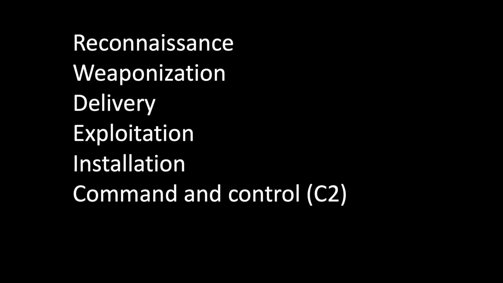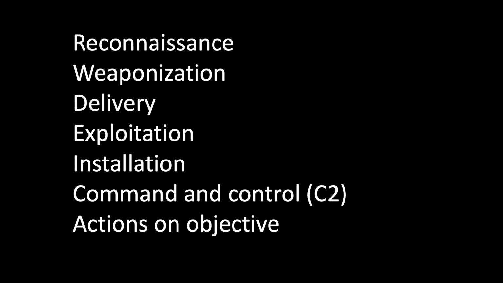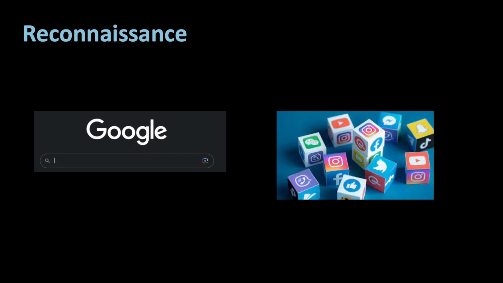First, the 7 steps are reconnaissance, weaponization, delivery, exploitation, installation, command and control, actions on objective. First, reconnaissance. After an attacker chooses a target for their attack, they first collect as much information as possible. First, they usually do this passively by simply using search engines or social media to find and collect as much publicly available information as possible.